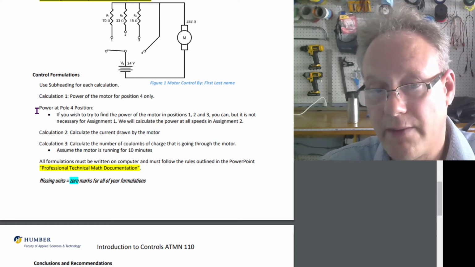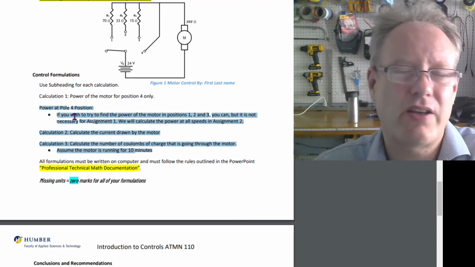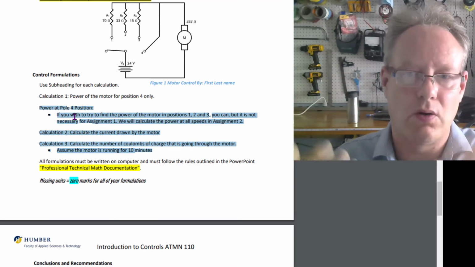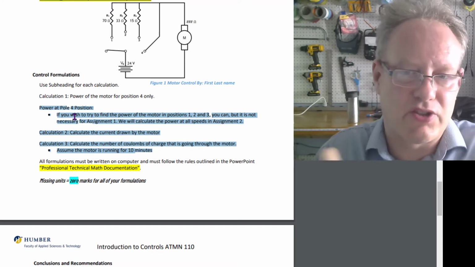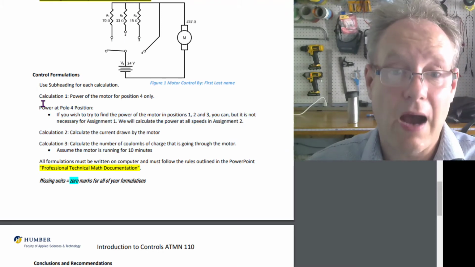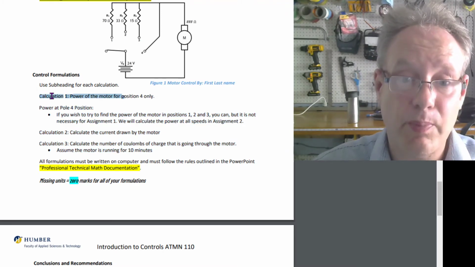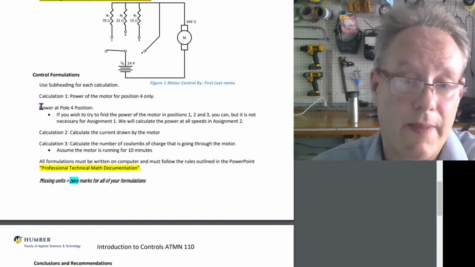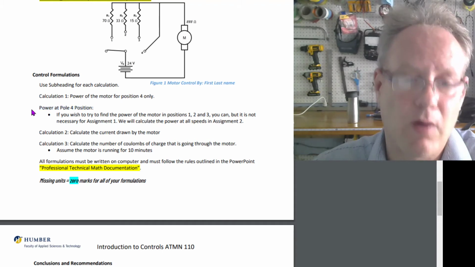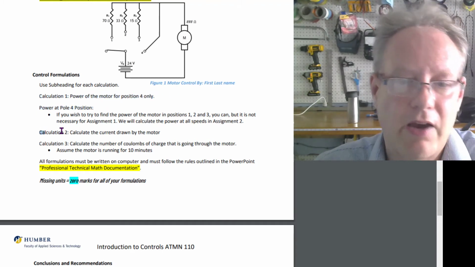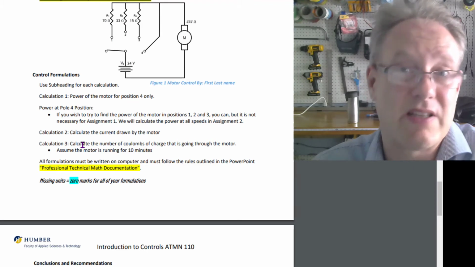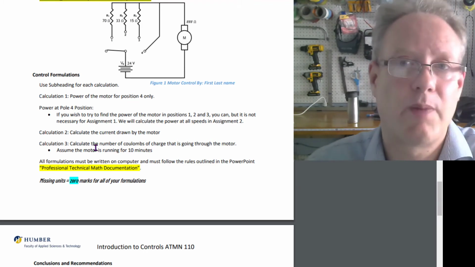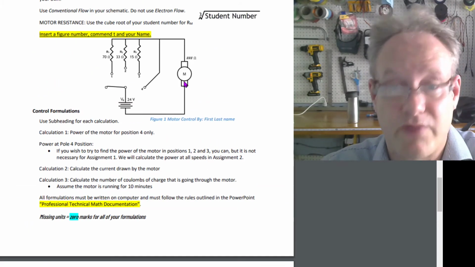So you're going to have to add these calculations in next week. This is due on the Sunday of next week. So all you have to do after the lecture next week is do these calculations. But for now, you can put in the title. You can put in calculation 1, power of the motor, for position 4 only. And then you can put power at pole 4. Calculation 1, power, calculation 2, this, calculation 3. You can just put these subheadings in and then fill it in later. It takes just a few minutes to do the math. It's not complicated math.